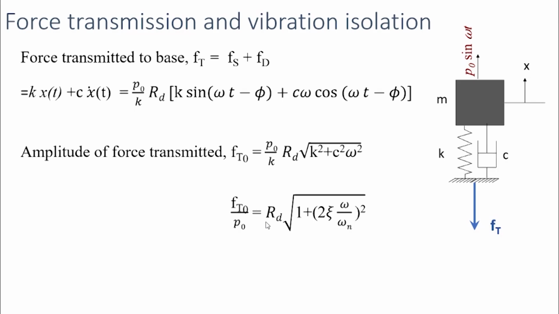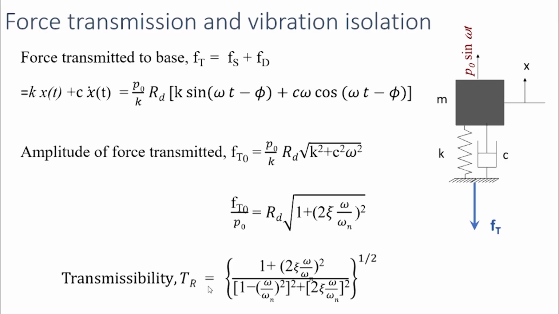So we can find out the ratio of the amplitudes of the transmitted force to the amplitude of the applied force, and that would be equal to Rd times square root of 1 plus (2 zeta omega by omega n) the whole square. You will get this term from this. If you divide this by k, you will get this. So this ratio is known as the transmissibility.